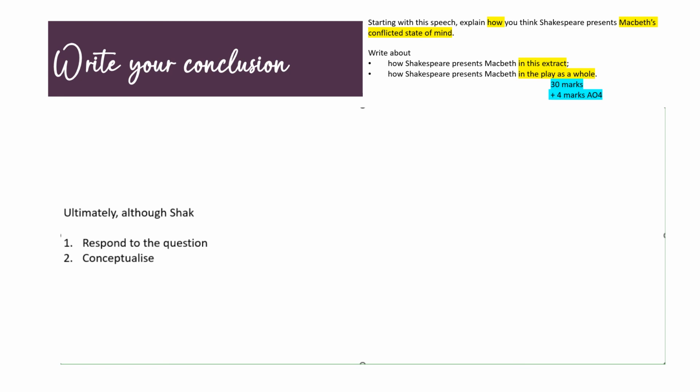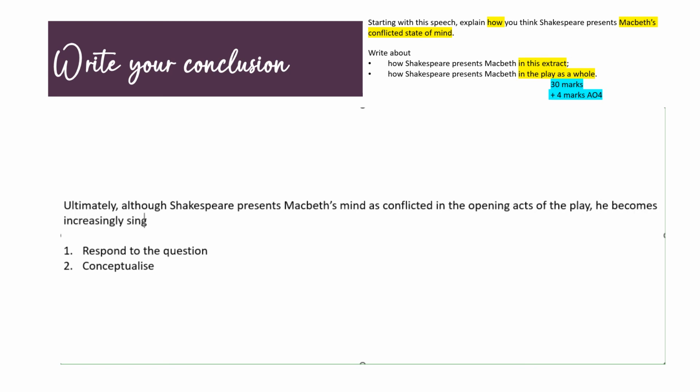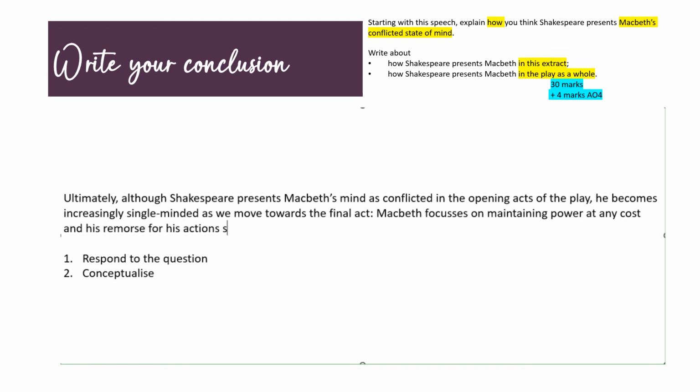So here I'm going to do, "Ultimately, although Shakespeare presents Macbeth's mind as conflicted in the opening acts of the play, he becomes increasingly single-minded as we move towards the final act. Macbeth focuses on maintaining power at any cost, and his remorse for his actions somewhat disappears." So what I'm saying here is that yes, his mind is conflicted. That's what the question's asking us to look at. But that level of conflict changes and transforms as we get towards the end of the play, when he just wants to maintain his kingship.